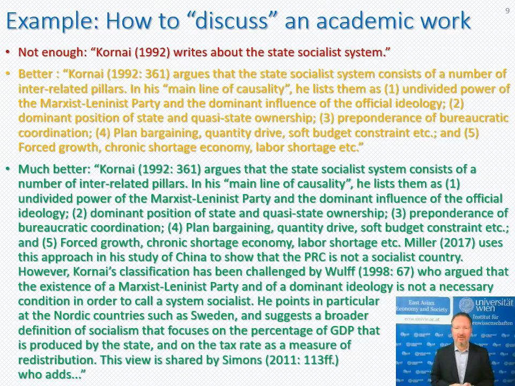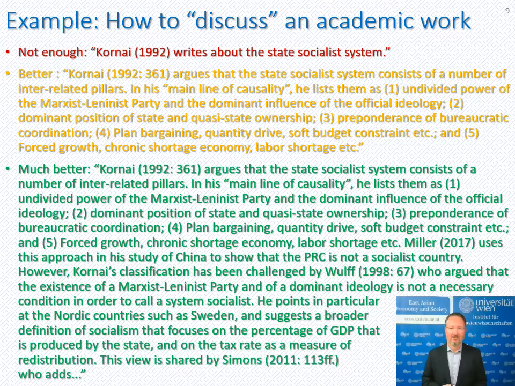This thing in yellow is a bit better, right? So you mentioned that there are interrelated pillars. You mentioned his main line of causality, and list also those 5 columns in his main line of causality. That's much better because it's more specific. Still, this is not enough. Does that really help you in order to move on with your work? It's an improved version of the first sentence here. But how would that help you to proceed? Do you discuss anything here?